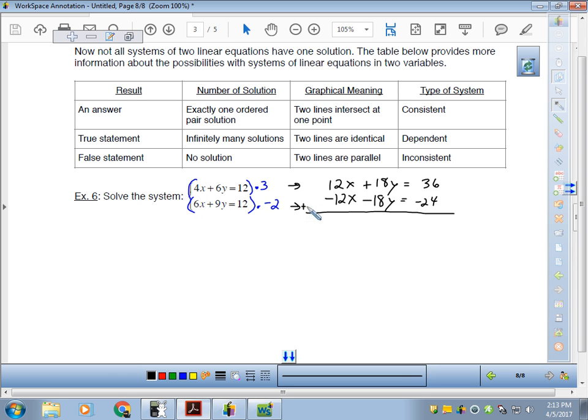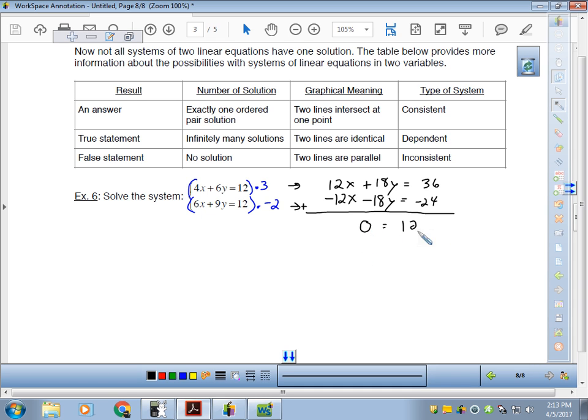And then I'll add these together. Negative 12x plus 12x, those cancel out. 18y plus negative 18y, those cancel out. So there's nothing left over on this side. So we have 0 equals, over here, 36 plus negative 24 is 12. So I ended up with 0 equals 12.